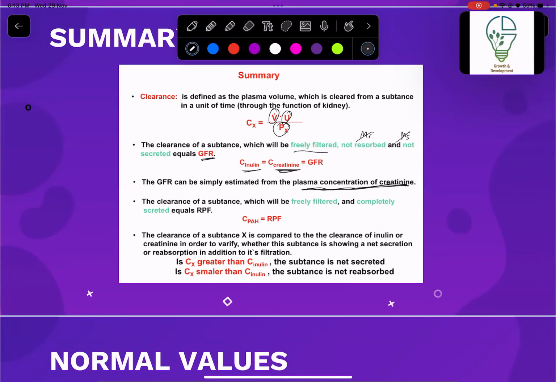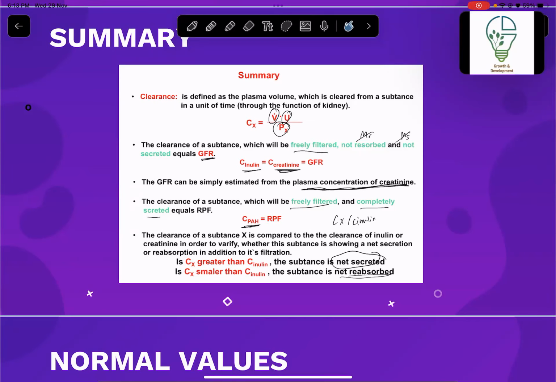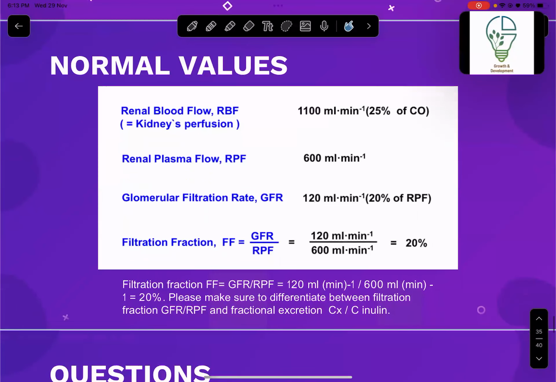And we also talked about the clearance of para-aminohippuric acid, which is freely filtered, completely secreted, and therefore equals the renal plasma flow. Final thing was the fractional excretion, which we said is the clearance of a substance over the clearance of inulin, creatinine, whatever it is, basically over GFR. And if it's greater than 1, then it is secreted. If it is less than 1, then it is reabsorbed. Okay? And the normal values are really good to memorize.